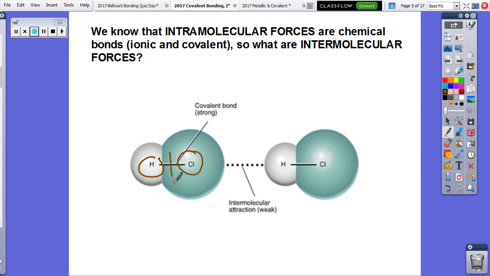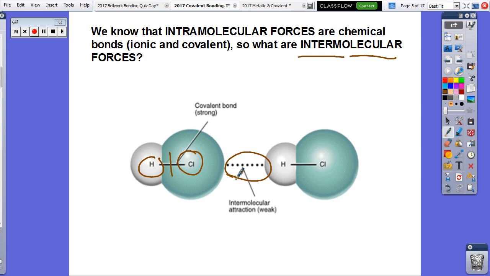The force of attraction we're focusing on more today is an intermolecular force. Inter means between. And then the other part of that word is molecule. So between the molecules is what we're looking at. This is an intermolecular force.